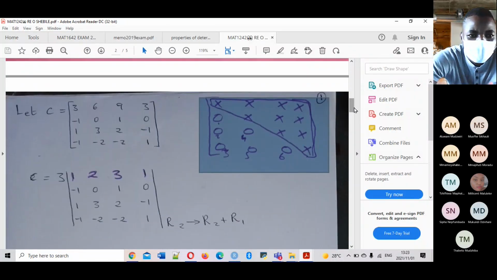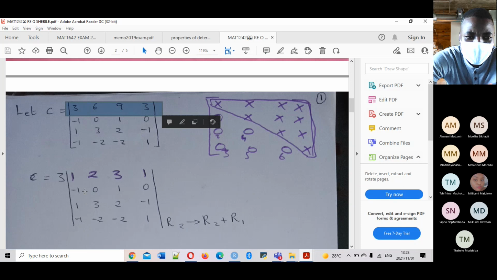First of all, we're going to take out the common factor. When we take out the common factor, I hope you can hear me, right? Hello, am I clear? We take out the common factor from our first row. When we take out the common factor, we get this. Remember, those other ones are going to be the same.